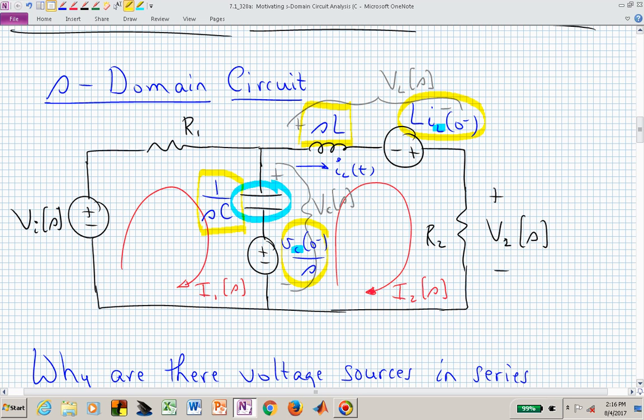labeling on the capacitor's voltage and the inductor voltage are now those particular pieces that not only are associated with the impedance of the capacitor and inductor, but they also have to incorporate the initial condition terms in order to actually accurately model in the S domain what the voltage across that capacitor or that voltage across the inductor will actually be. It needs to incorporate both terms.